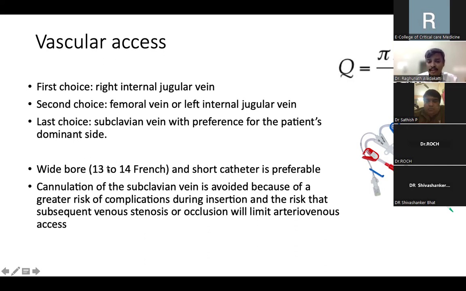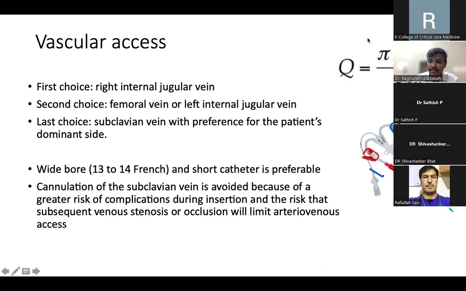So most commonly a 13 or 14 French wide bore catheter is used. You should know this. And this is the formula. Whenever you have to decide which catheter to use, this is the flow. This flow depends on the radius, radius to the power of 4. Means the wider the diameter, the more flow there will be. So always we have to use wide bore cannulas.